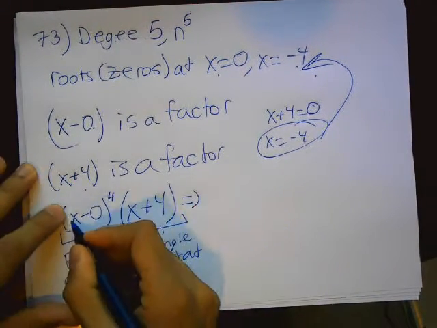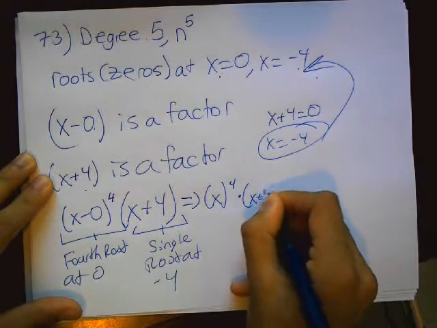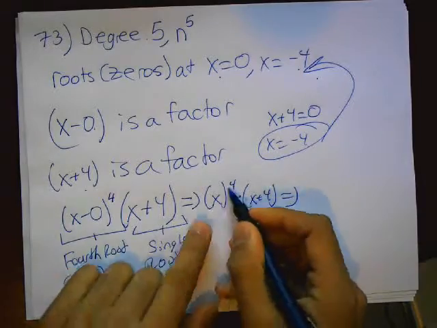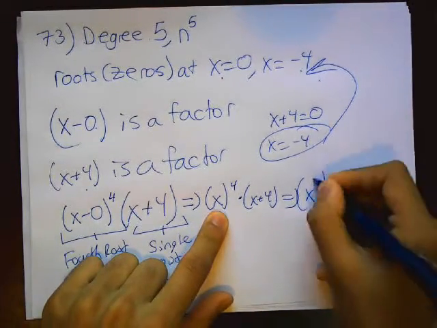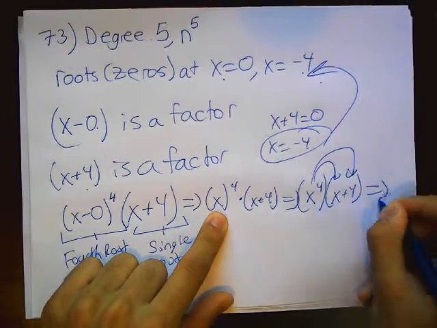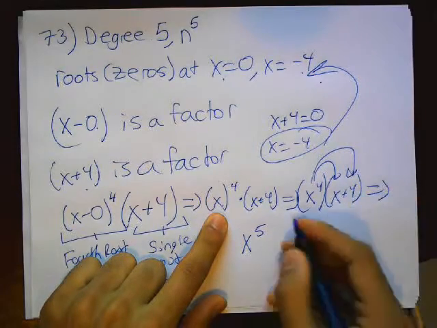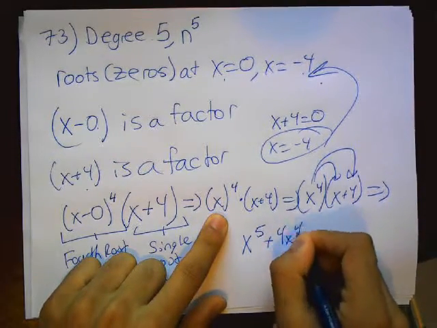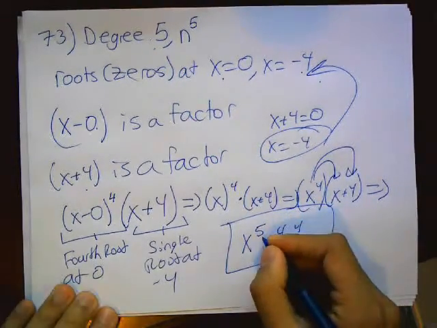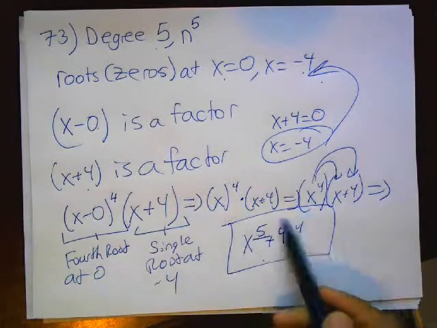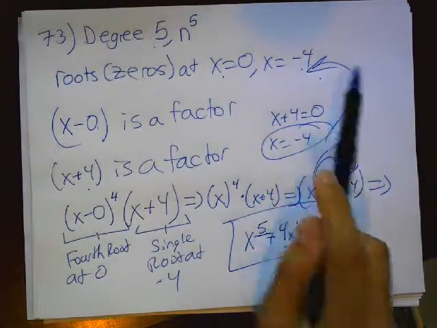So now what do we get? We have x minus 0, which is just x to the 4th power, times x plus 4. So what does that give us? x to the 4th times x plus 4. So distribute. We get x to the 4th times x is x to the 5th. x to the 4th times 4 is plus 4x to the 4th. So here we have a degree 5 polynomial, x to the 5th. And if we were to factor this, the two roots would be x equals 0 and x equals -4.